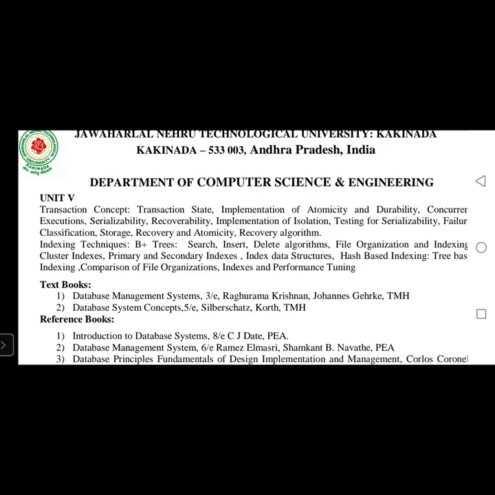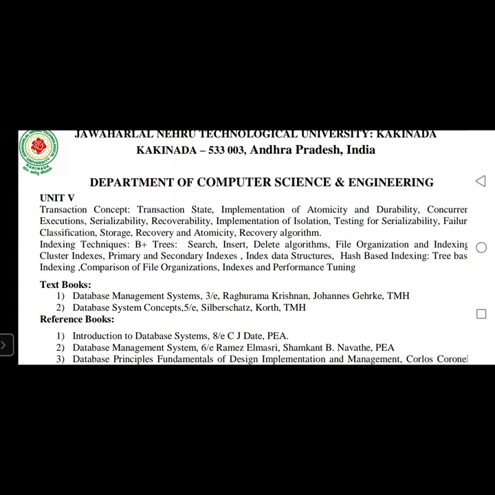In the case of implementation of isolation, when we allow more than one transaction at a time, we need to provide some isolation between them. So we try to give some examples. Another thing, in the case of index techniques, we already discussed B plus trees and how we search for the required item, how we insert, how we delete. For each and everything we need to give some example. I will try to send the material, don't worry about that.